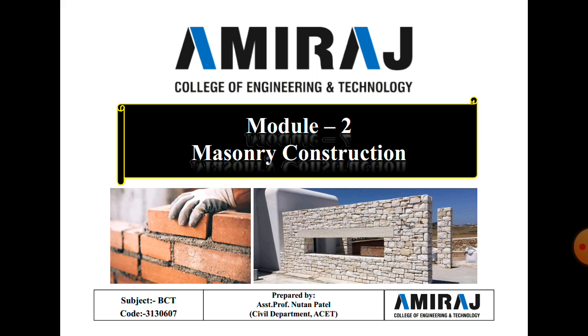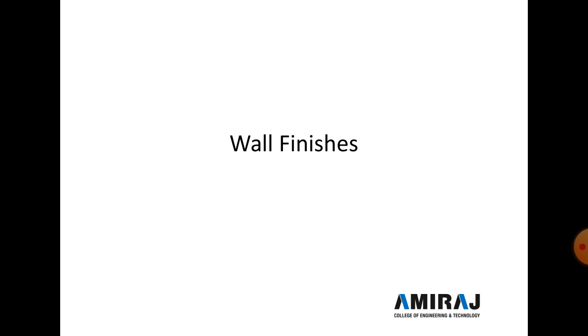Today we start a new topic, wall finishes of module number 2, masonry construction. Now, before starting the wall finishes, we discuss an introduction to the wall finishes. So in wall finishes, we discuss plaster. We discuss objects of plastering, requirements of good plaster, types of plasters, and defects in plasters and efflorescence.